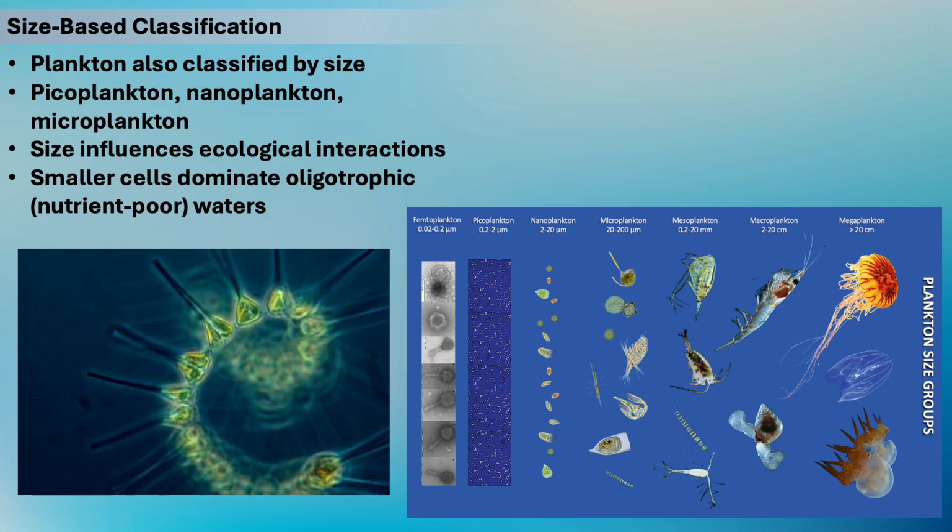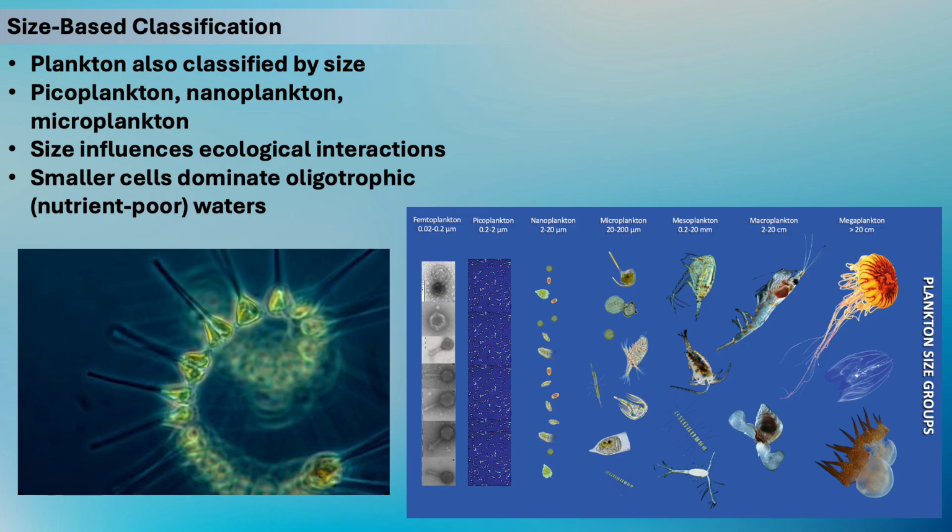In addition to ecological classifications such as plankton, nekton, and benthos, marine organisms, particularly plankton, can also be categorized according to their size. Size plays a critical role in determining how organisms interact with their environment, including how they obtain nutrients, how they are consumed by predators, and how quickly they grow and reproduce. Scientists often divide plankton into several size-based categories.